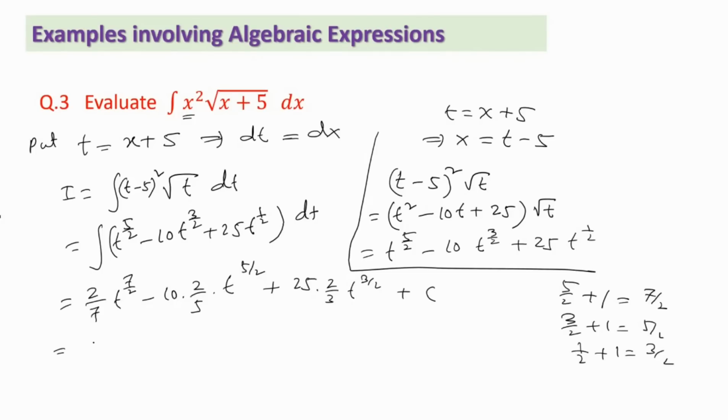Now simplify and substitute back. So 2 over 7, t is x plus 5, to the power 7 over 2, minus 4, this is x plus 5 to the power 5 over 2, plus 50 over 3, x plus 5 to the power 3 over 2, plus c.